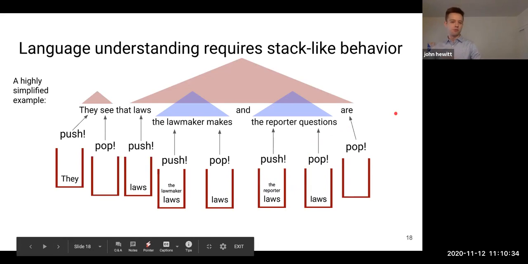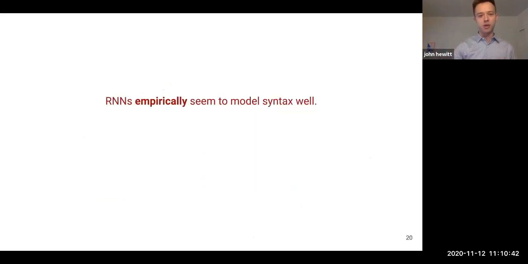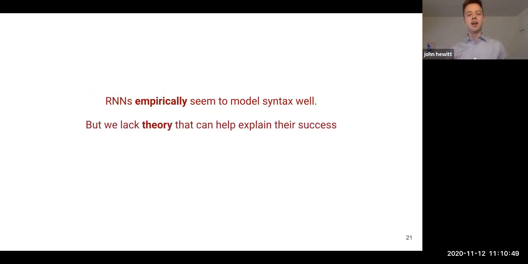And so, there are more formal reasons why you need stacks in language, but hopefully this shows you that it's important even from an intuitive standpoint. So to summarize, RNNs empirically seem to model language well, or syntax well, not all of language, but we lack theory that can help explain their success.